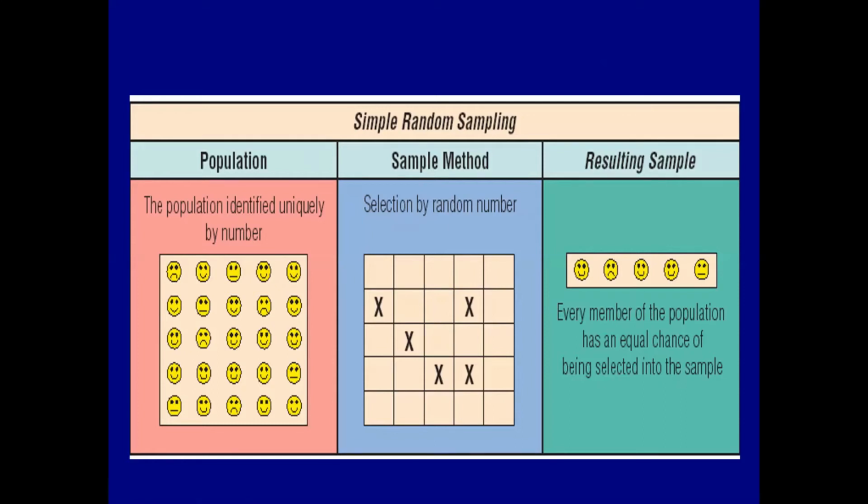Now, the best thing about simple random sampling is that if you have that list of participants, it is a single step from your list. You can get your sample in one step, otherwise there would be many steps.